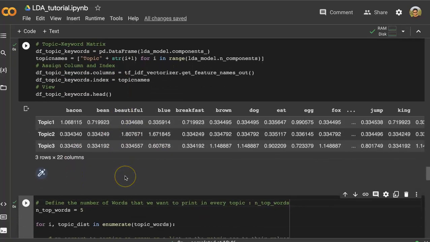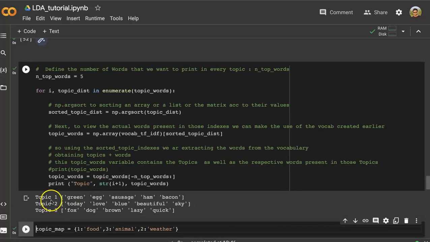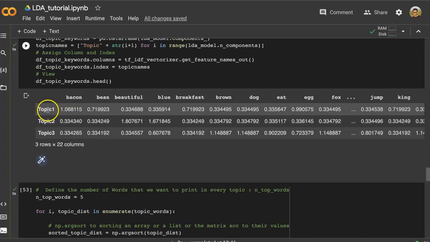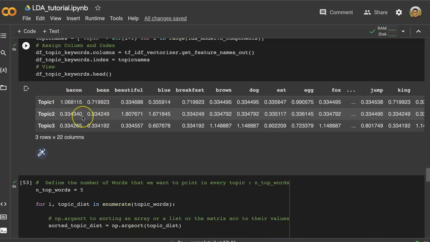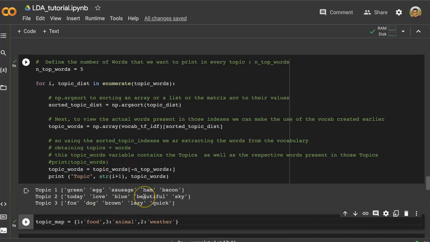Now let's check, for each of these topic classes, what the important words are. For topic class 1, green, egg, sausage, ham, bacon are the important words. For topic class 2, today, love, blue, beautiful are the important words. For topic class 3, fox, brown are the important words. How do you get that? Basically, if you sort the words according to their probability score for each topic, you will get the top 5 values. This is not difficult.